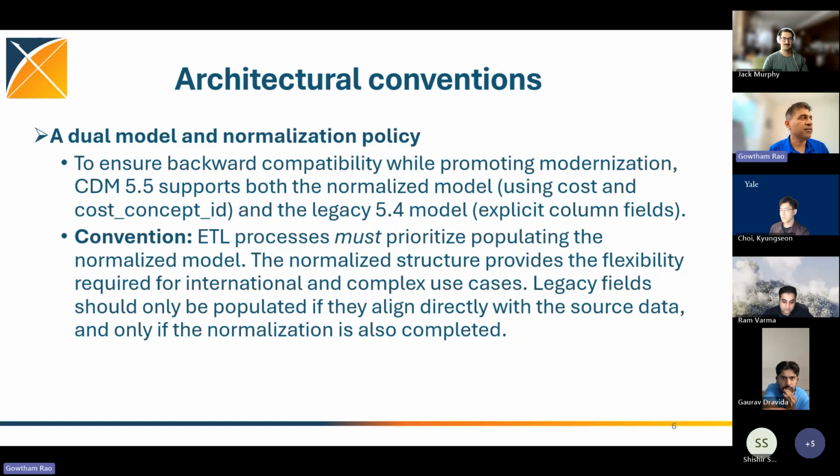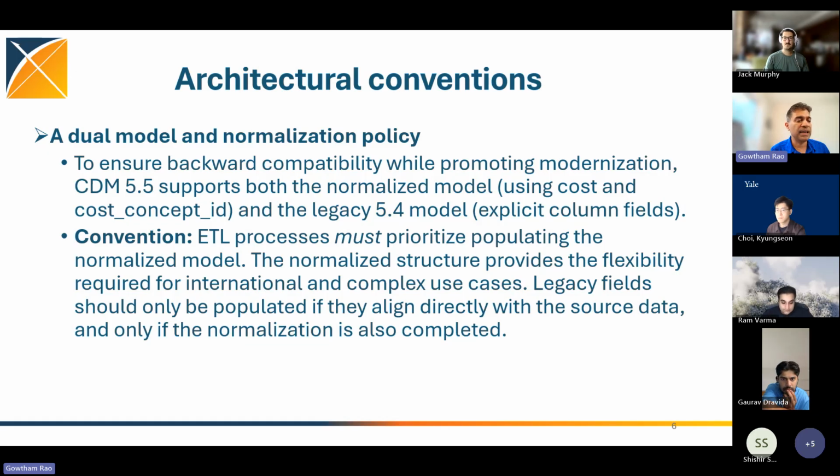So the architectural conventions, we discussed it last time. We want to make sure that we are backward compatible. That's a requirement of the OMOP CDM work group, and we have proposed a backward compatible CDM 5.5, but we are modernizing it. And the modernization is essentially being able to represent all these cost categories, with the cost being represented with cost concept ID instead of named costs, that is, as columns. The legacy 5.4 has explicit column fields, as we talked about.